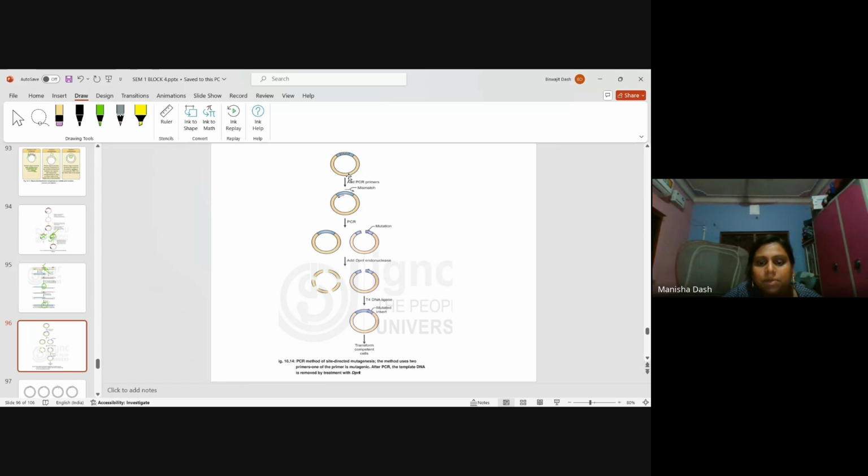Then next you have the PCR based site directed mutagenesis. This method uses two different primers. One of the primers is mutagenic. After PCR, the template DNA is removed by treatment with an enzyme, a restriction endonuclease, which will be removing this one.